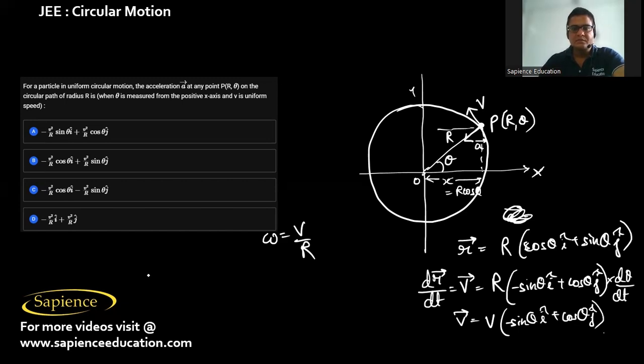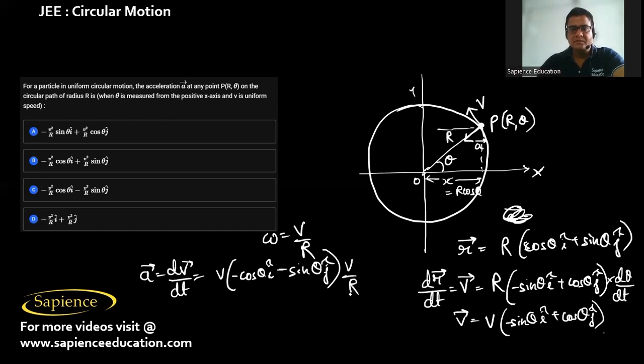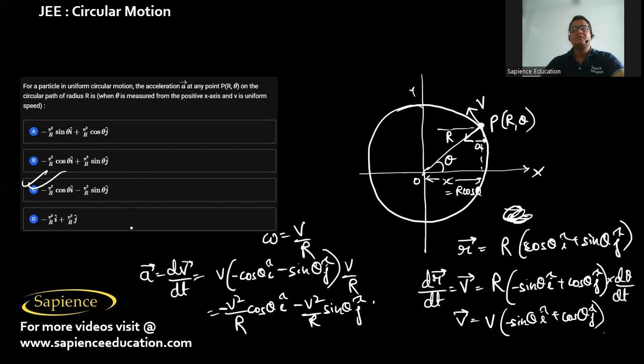And then acceleration will be equal to dv by dt. So this will be v into minus cos theta i cap minus sine theta j cap into d theta by dt, that is omega. Omega is again v by r. So this will be equal to v square by r into minus cos theta i cap and minus v square by r sine theta j cap. So option C is the correct answer.